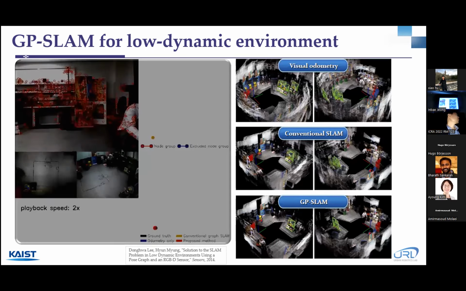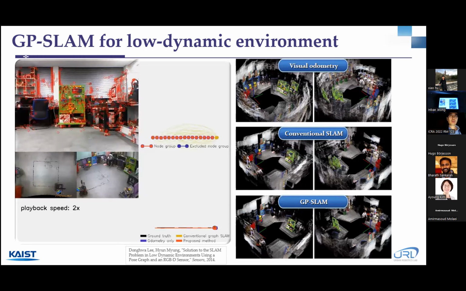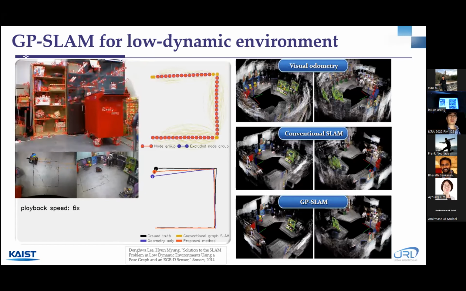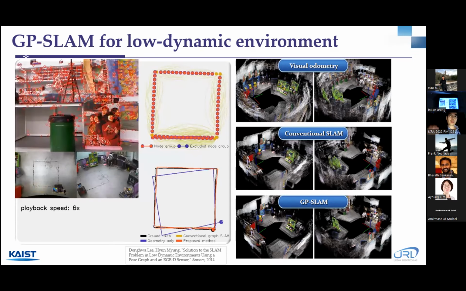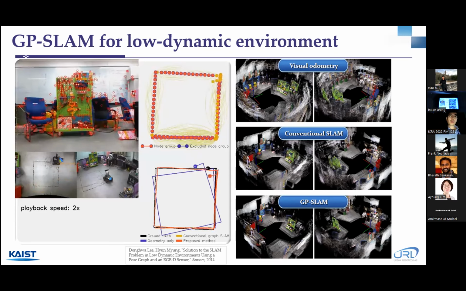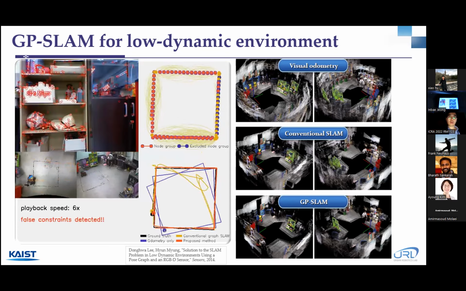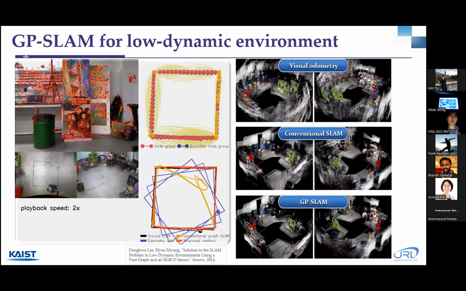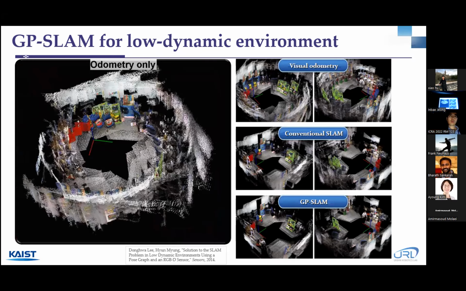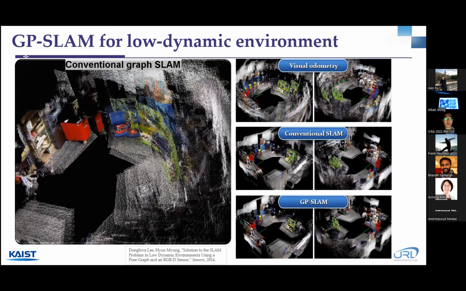So we extract the features from the environment, and we form the graph. And also you can see the nodes and the constraints in the graph. And if somebody moves some objects in the environment, then the robot in the conventional SLAM fails, like in the red lines, yellow lines. But our method, GP SLAM, can build a graph and build a 3D map exactly, as you can see.